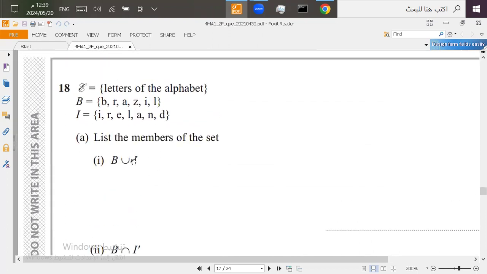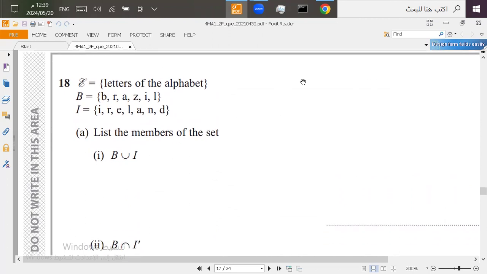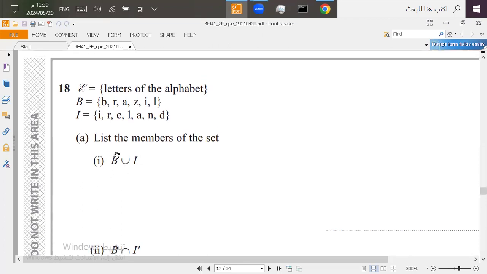Now, question A, list the members of the set B union I. You can do this using a Venn diagram, or you can do it without using a Venn diagram. The word union here, or the symbol, means all of the letters together, all of the letters in B and I. This is the meaning of union.